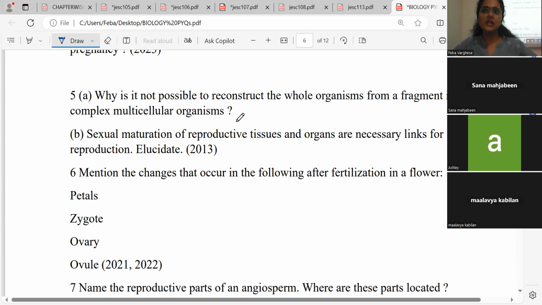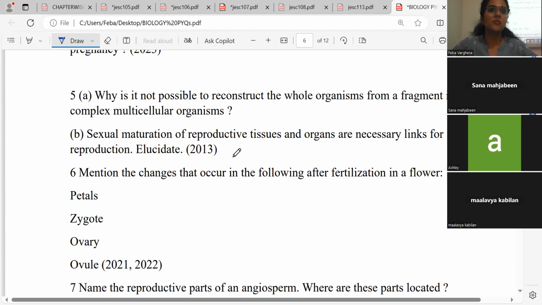The part should contain the responsible cells from each of the organs of that particular organism, so that the entire lost part can be regenerated. Since multicellular organisms are complex, not all parts of the body contain all the representative cells of the body, because of which it cannot happen. Explain it. Now, the sexual maturation of reproductive tissues and organs are necessary links of reproduction. Elucidate.